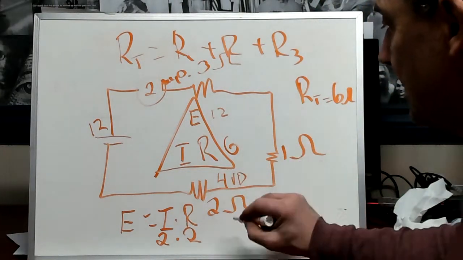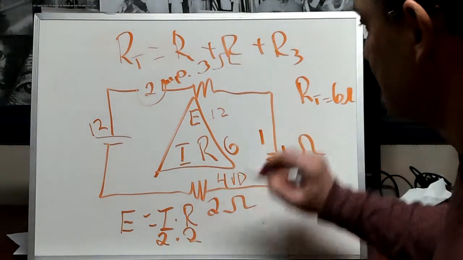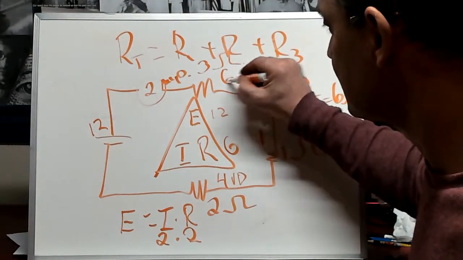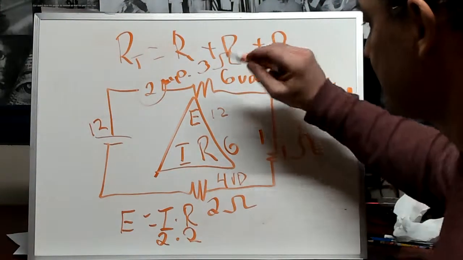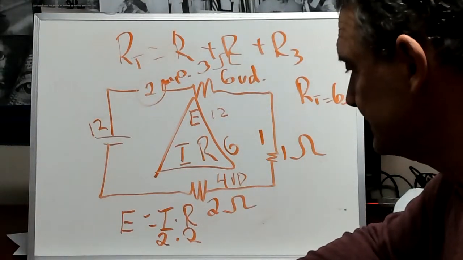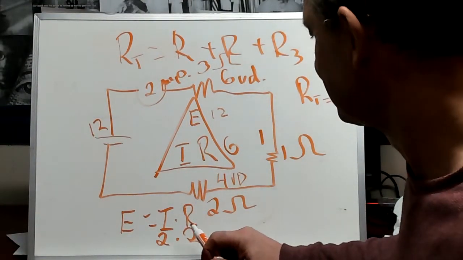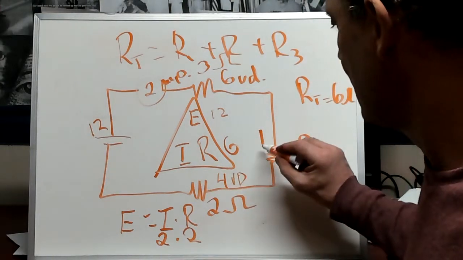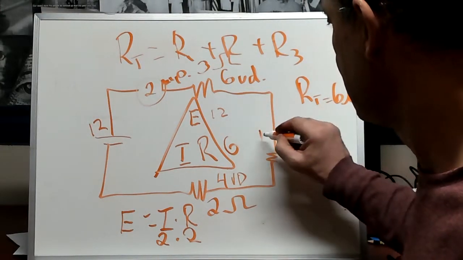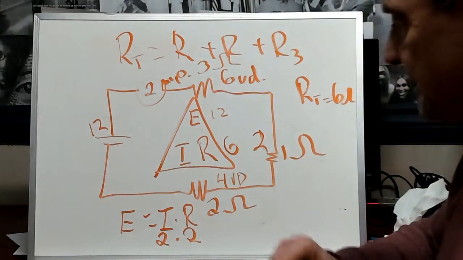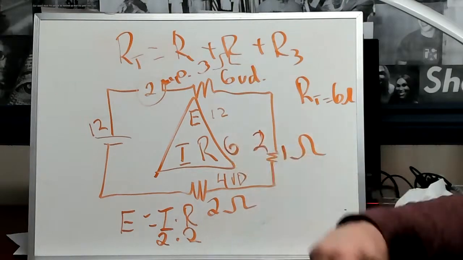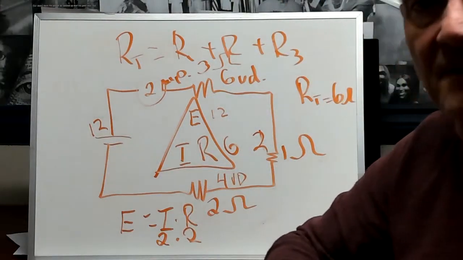Let's do it with the 1. 1 times 2 is 2 volts dropped. And the final one is 3. 3 times 2 is 6 volts dropped. 6, 7, 8, 9. I did something wrong. Let's see here. 2 ohms times 2 is 4. 1 times 2 is 2. There we go. So we've got 6 and 4 is 10 and 2 is 12, which equals the source voltage.